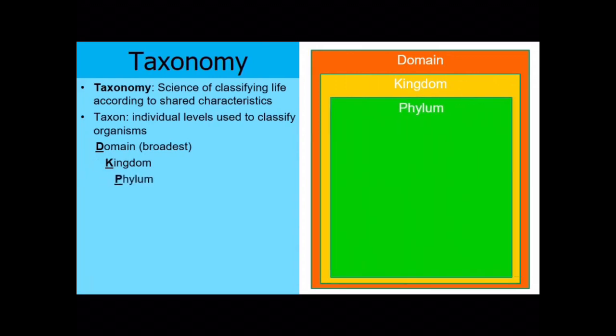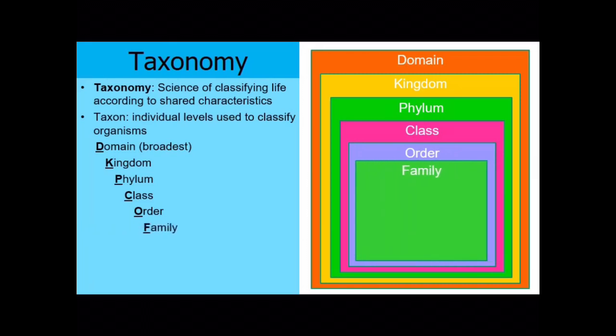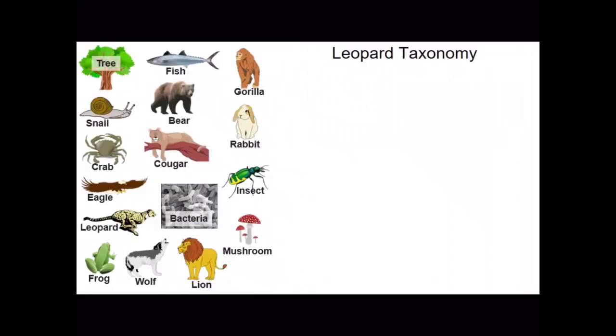Kingdom, and then phylum, and then class, and then order. And within an order could be many families. Within a family could be many genus. Within a genus could be many species. And so you see the levels become more and more specific as you go down.